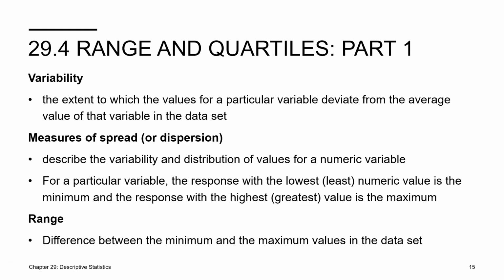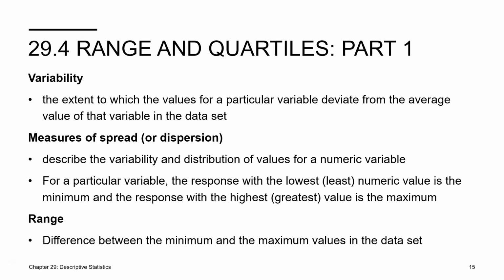Next, we go over range and quartiles. We talked about the distribution based on the center of the observations. Now we're talking about the spread, or measures of dispersion. And this really is measured through variability and range. Variability is the extent to which the values of a particular variable deviate from the average value of the variable in the data set. So that's how far each value differs from the average.